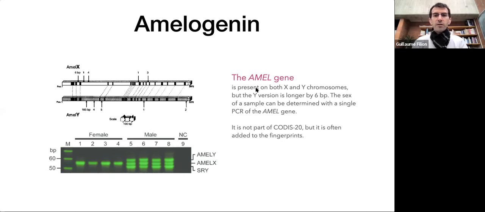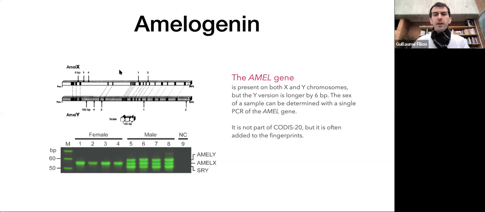So the amel gene is present on both X and Y chromosomes, but the Y version is longer by 6 base pairs. Like there is an insertion on the Y, or you could say a deletion on the X, not sure. The sex of the sample can be determined with a single PCR of the amel gene. So you've got the locus here. This is a very old technique, these are papers from the 80s already, and there is a tiny little difference of 6 base pairs, which is here, between the X version and the Y version of the gene.